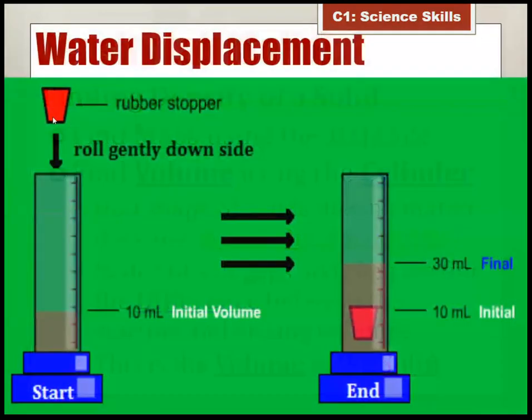So if you have like a rubber stopper and we roll it down the side and it had 10 mLs, and once it's in there, it has 30 mLs. So what is the volume of the solid? Feel free to unmute, say your name, and then give me the answer. Nobody? Is it 20? Oh, Johnson, 20.